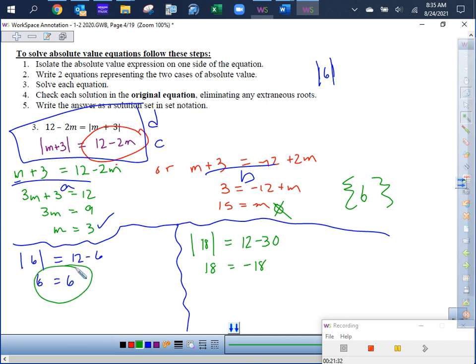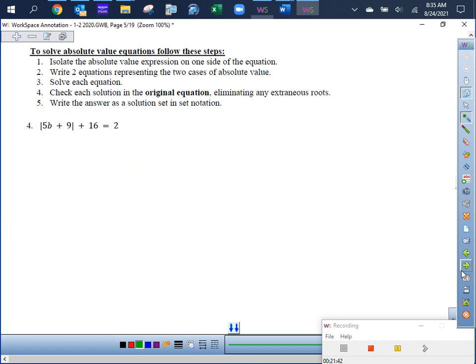Right here is where I got it from. Right? You get down to the 6 equals 6 kind of thing, and you think your answer is 6. The answer is 3. Are you with me on that? So let's try again. Another one.